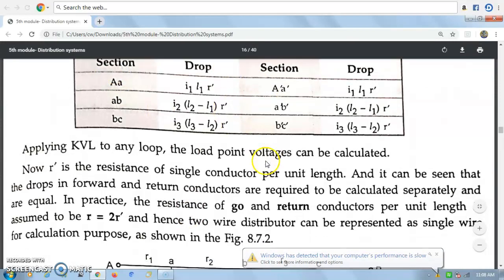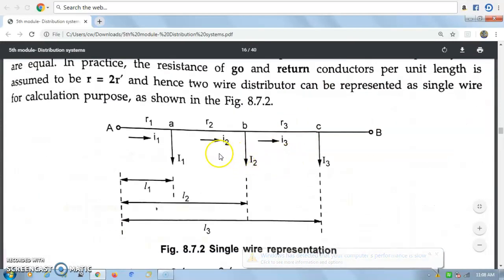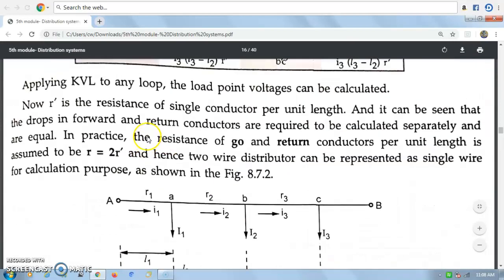This is the drop. Now here R dash is the resistance of the single conductor per unit length. We can see that the drops are all in the forward path. This is the forward path.